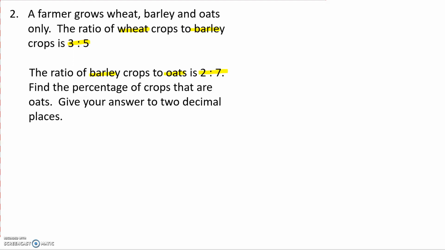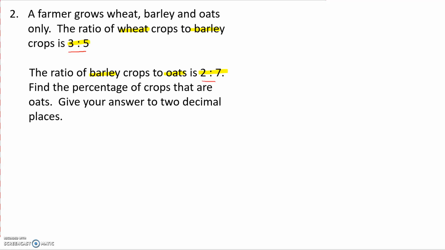Right, how do we go about this? Well, if I want to know the percentage of crops that are oats, I need to know something about how much is barley, how much is wheat, and how much is oats. But unfortunately, they're being mean and give me a ratio here that only includes 2 of those things, and a ratio here that only includes 2 of those things. So this is what I would suggest you do with questions like this.